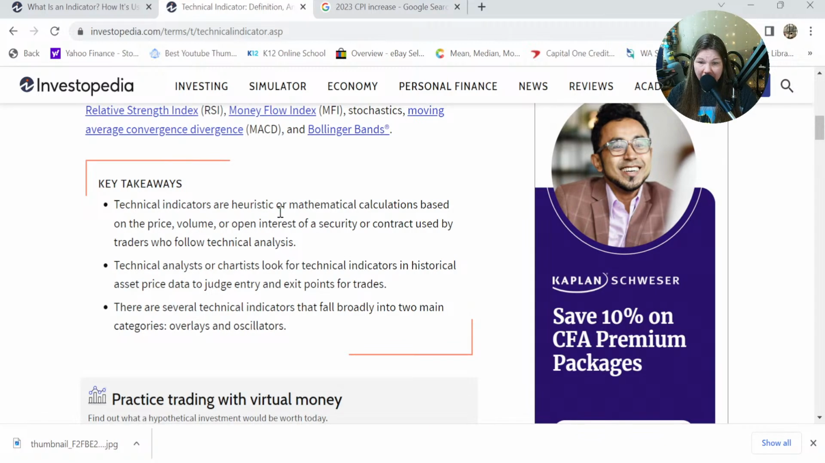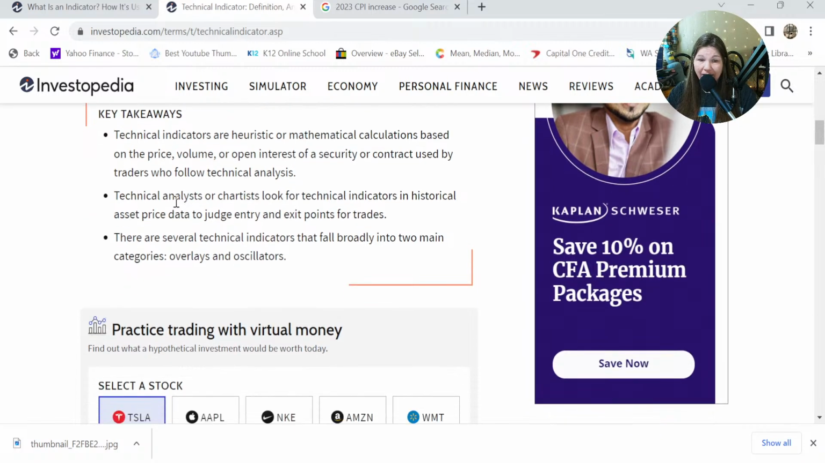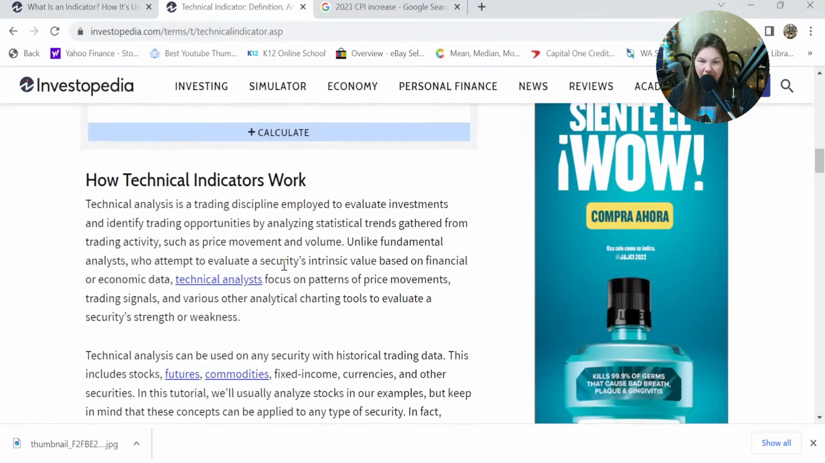Technical indicators are heuristic or mathematical calculations based on the price, volume, or open interest of a security or contract used by traders who follow technical analysis. Technical analysts or chartists look for technical indicators and historical asset price data to judge entry and exit points for trades. And that's what we're doing, guys. We're trying to determine our risk management and entry and exit points before we trade. There are several technical indicators that fall broadly into two main categories: overlays and oscillators.